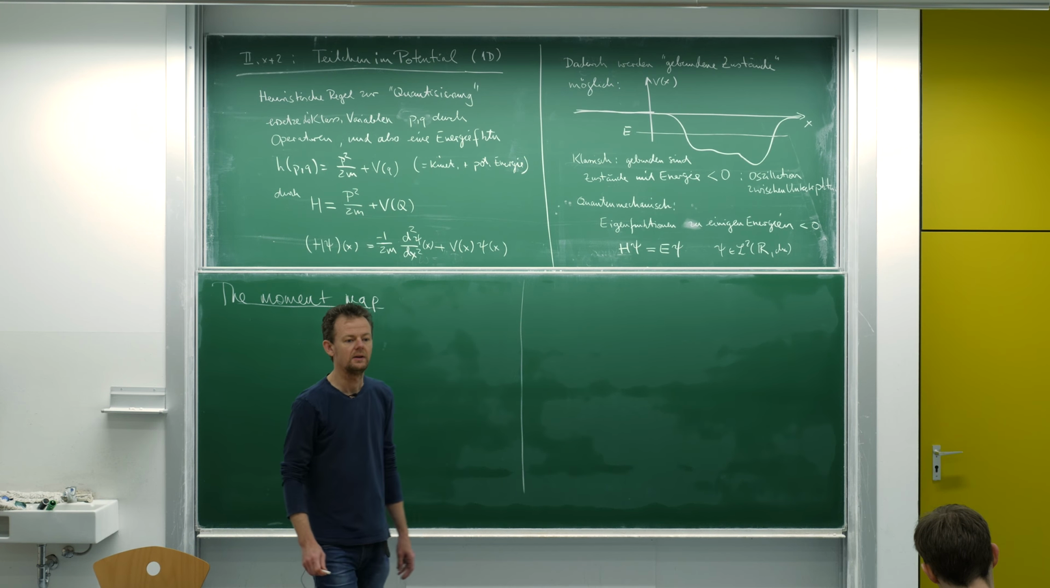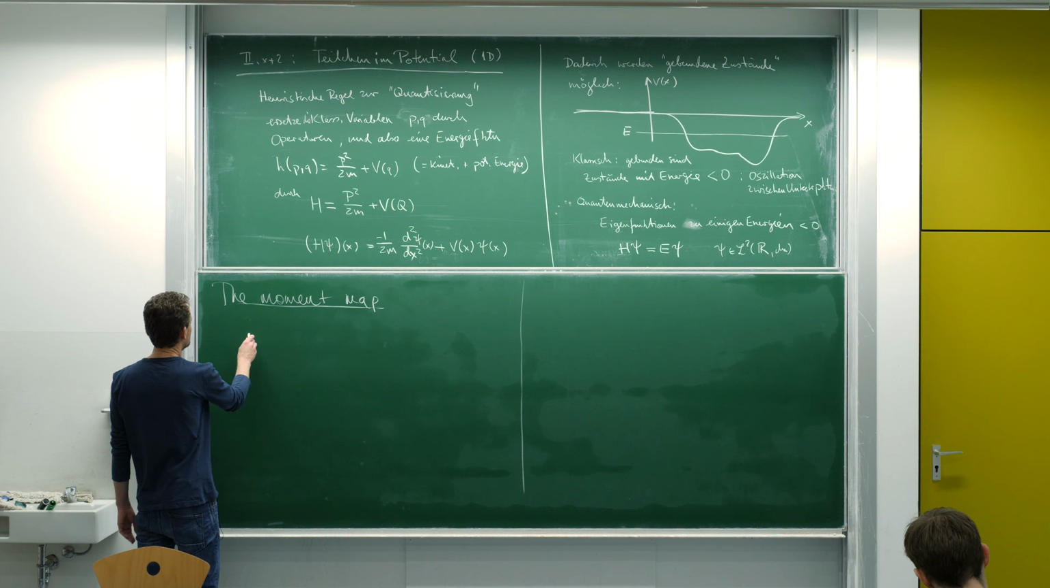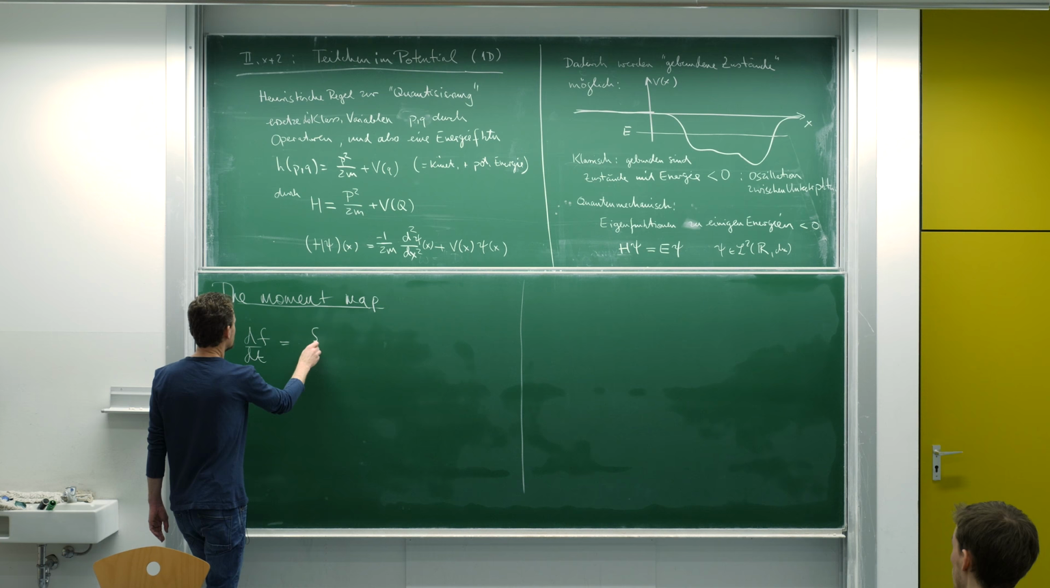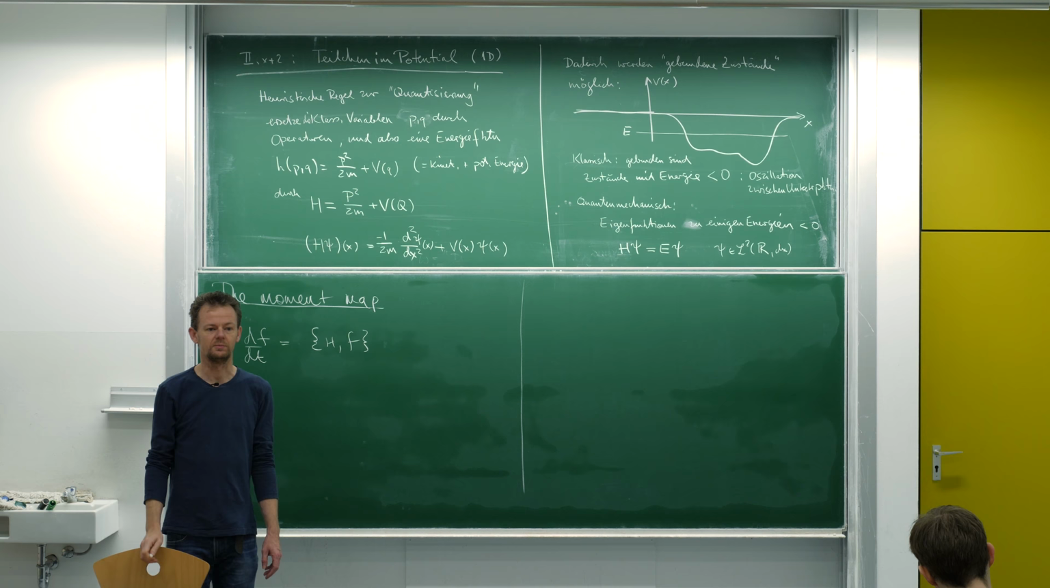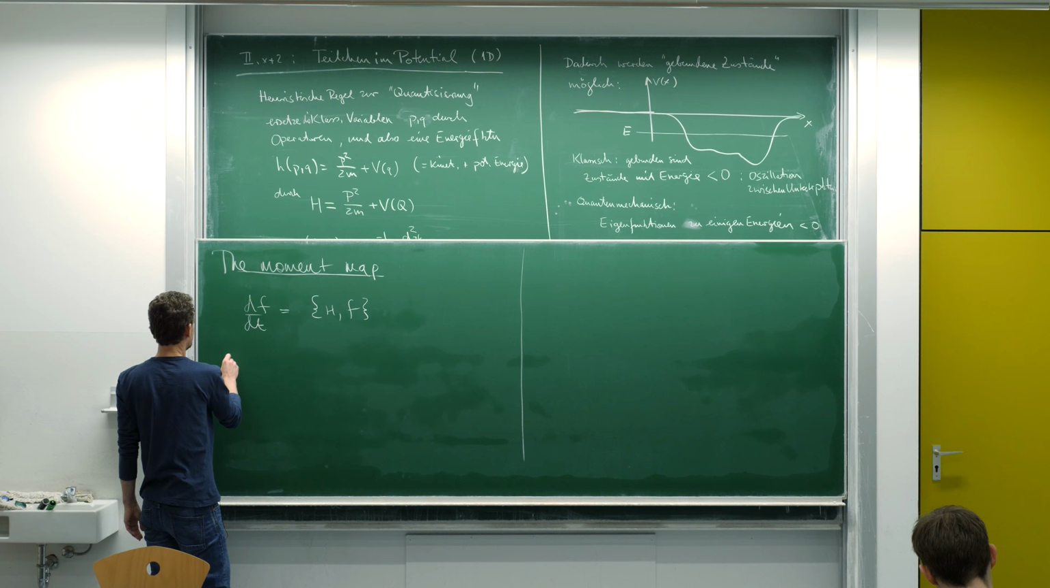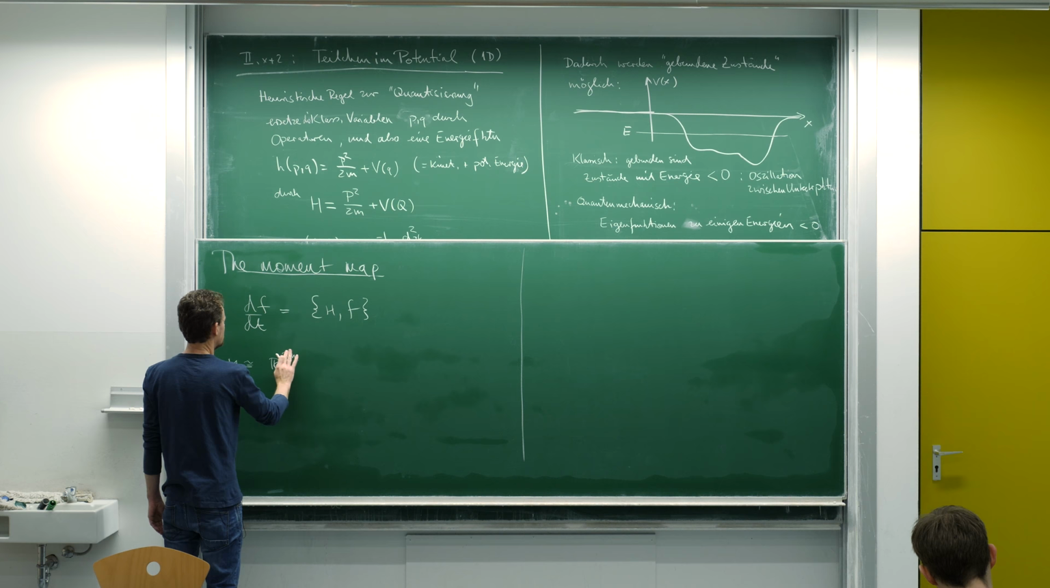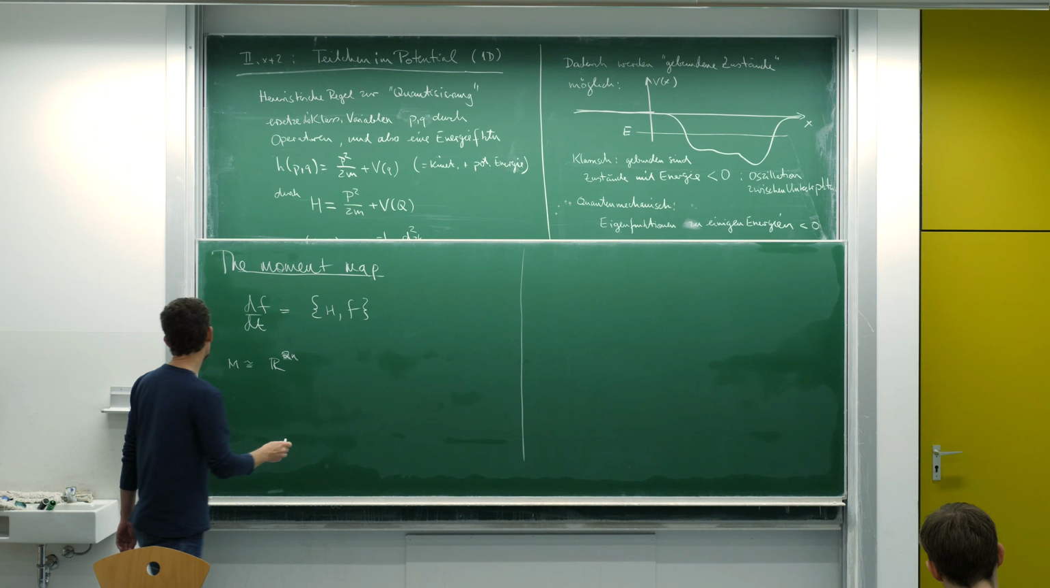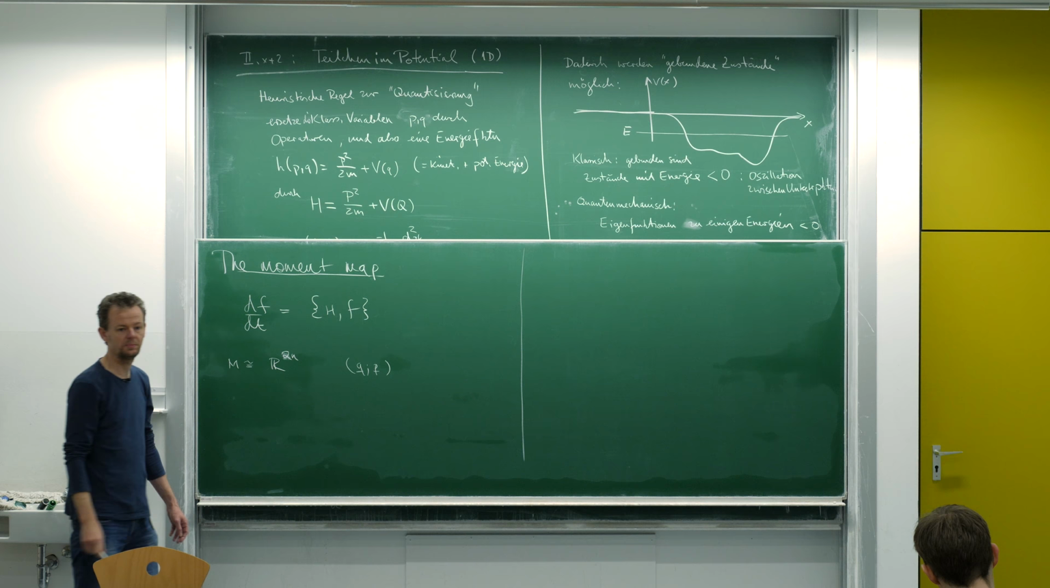In classical mechanics, we know the following equation of motion. For an observable, so if we have phase space R to the 2n and you have coordinates q's and p's for this phase space, then an observable in classical mechanics is a function.